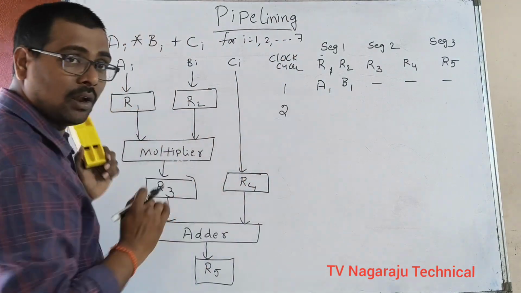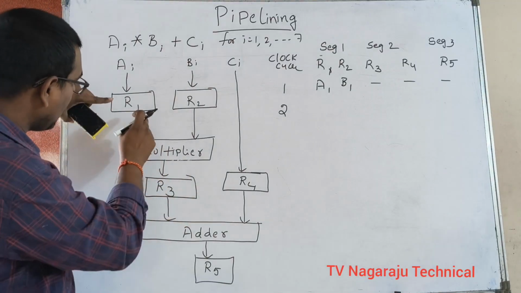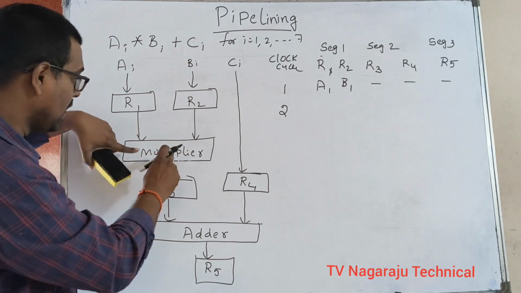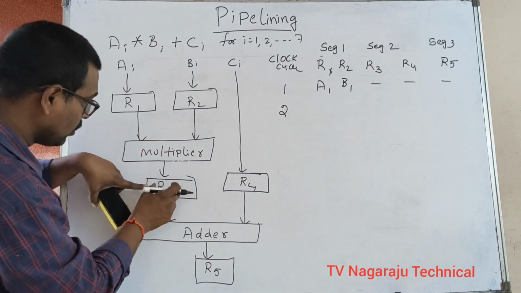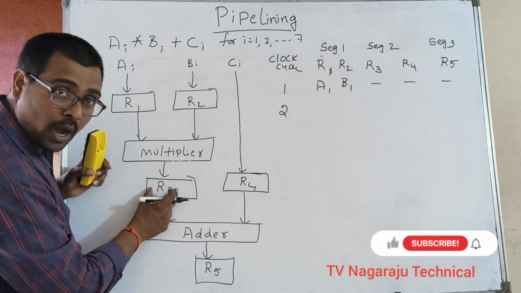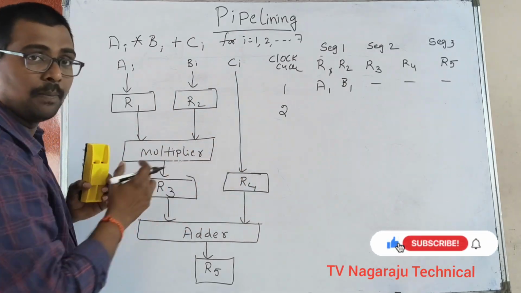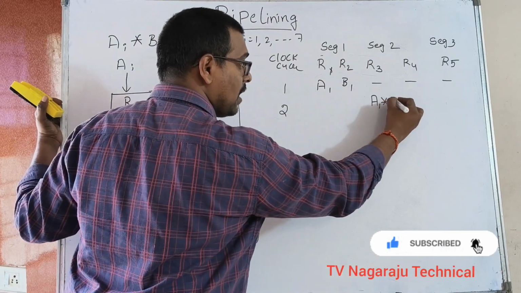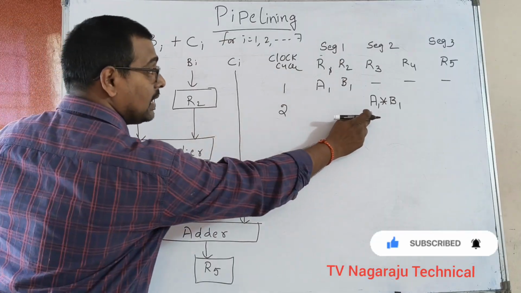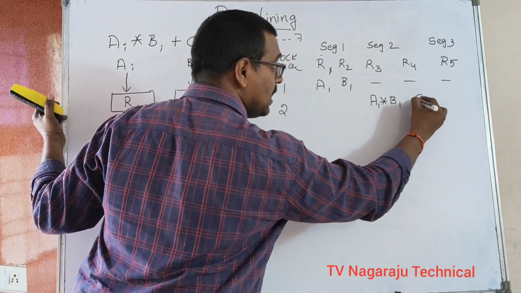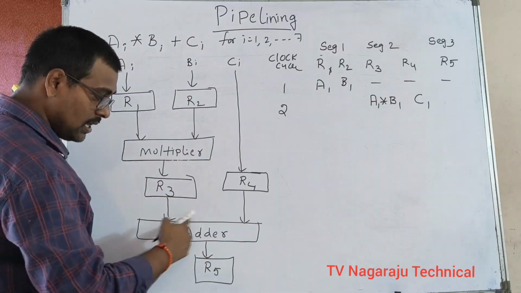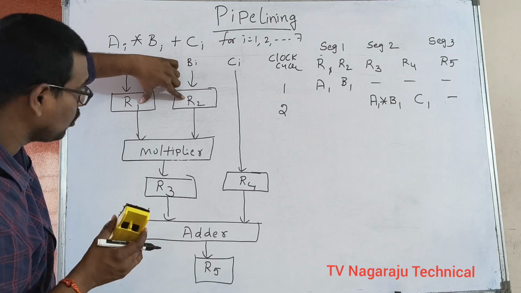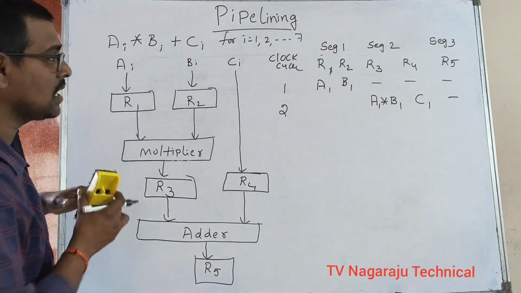Coming to the second clock cycle. What happened? The R1 value and R2 value are moved to the multiplier circuit, where the multiplication is performed. Now the multiplication result is copied into R3, along with C1 copied into R4. So the multiplication of A1 and B1 is copied into R3 and C1 is copied into R4. There is no work for addition. R1 and R2 have moved to the multiplier, so now these two registers are free.